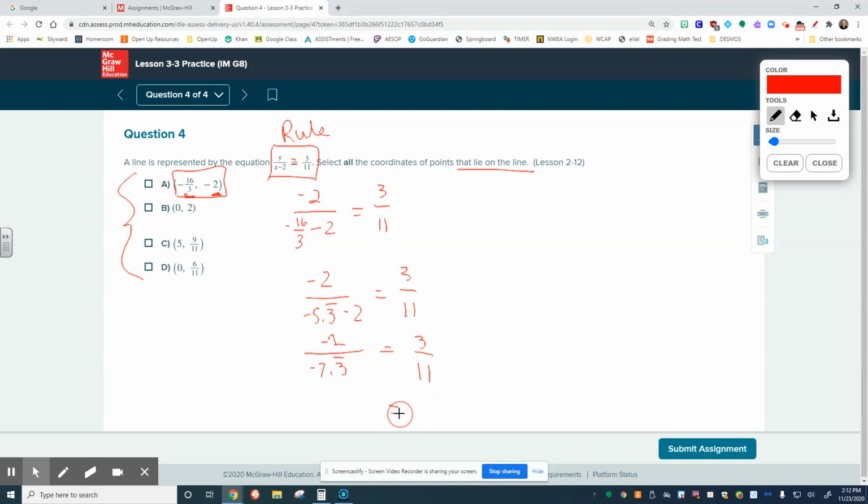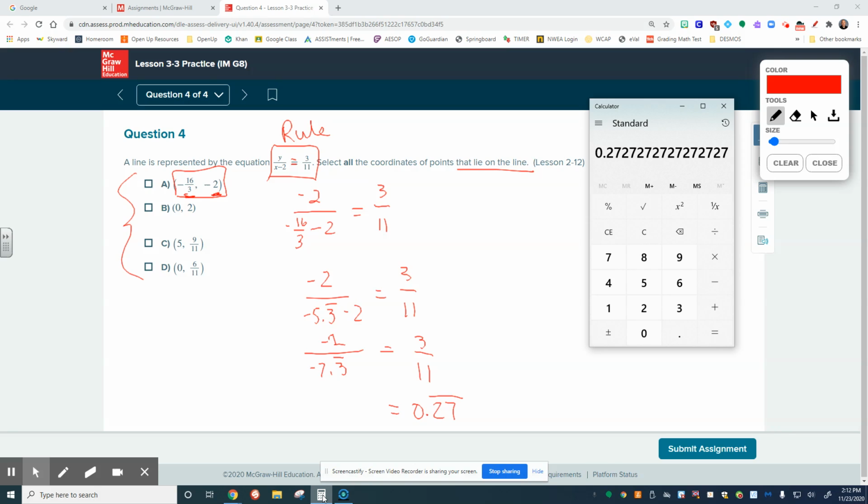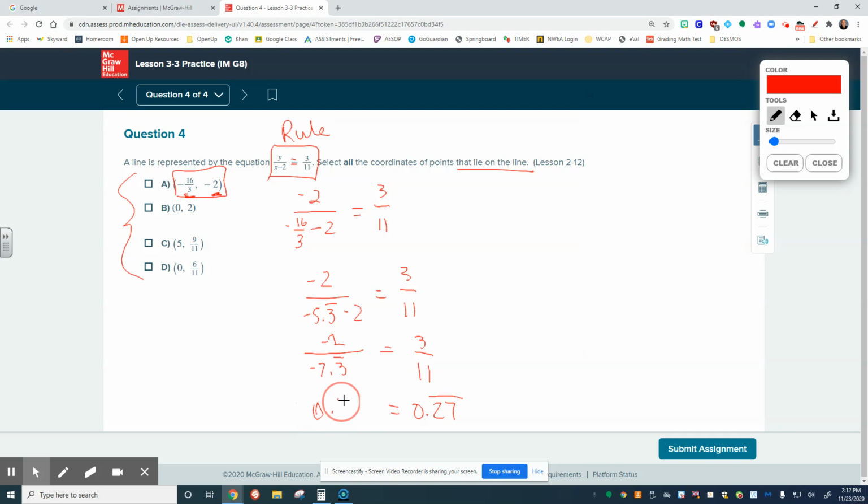I know that 3/11 is 27/100 repeated because I have done this a few times, but I'm not sure what -2 divided by 7 3/10 repeated is equal to. Hey, it works out. We know this is true, which tells us that A is certainly one of the answers.